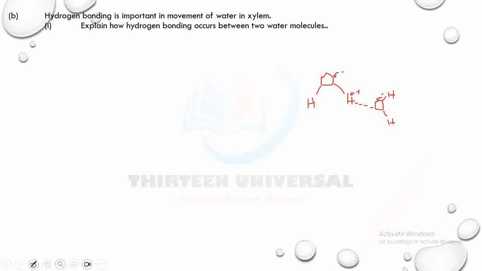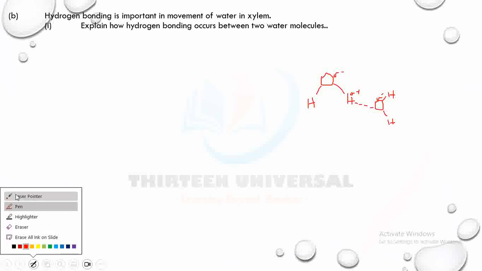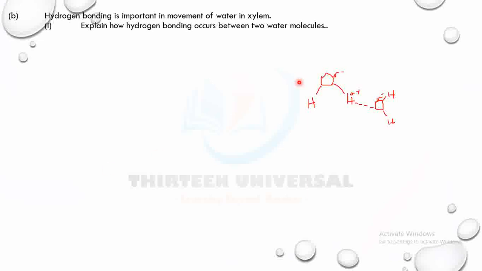You can see that here. You see that hydrogen. There's an attraction between the hydrogen of a water molecule and the oxygen of another water molecule. That's how it is formed, because one has a small negative charge and the other has a small positive charge.